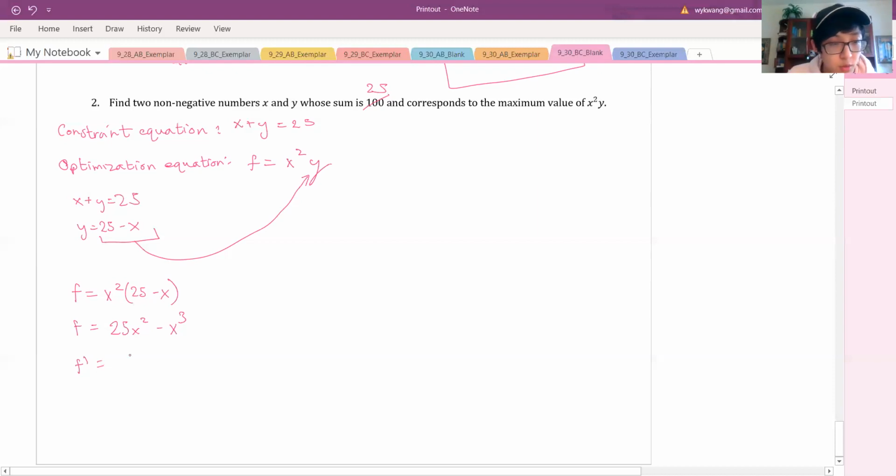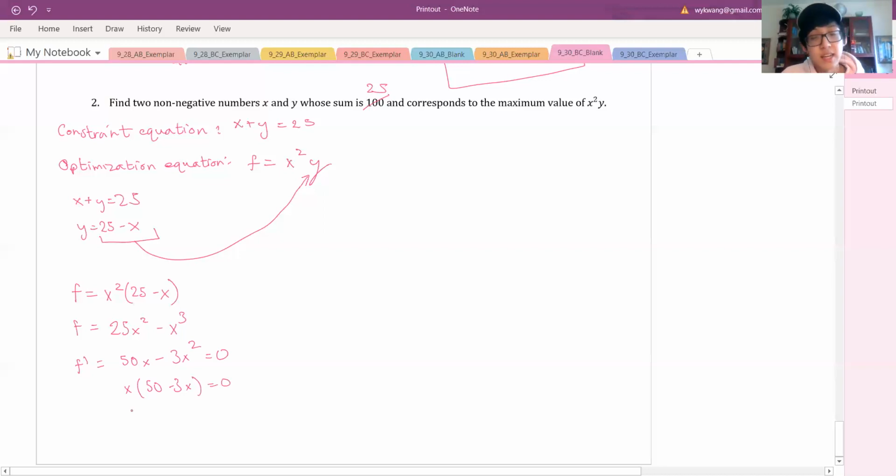So I'm going to do the power rule on 25x squared minus x cubed. I'm going to bring the 2 down, so it's going to be 50x, minus 3 down, so 3x, and subtract 1, 3x squared. Then I'm going to set this equal to 0. Let's factor out x. x times (50 minus 3x) is equal to 0.